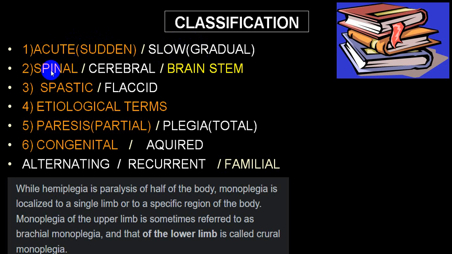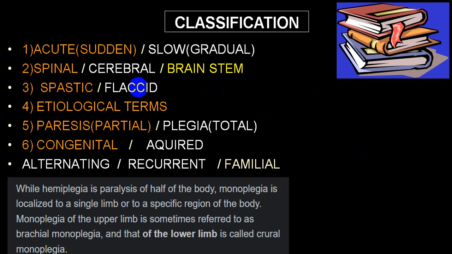Depending upon the site, if there is damage above C5 but below the medulla, we call it spinal. If it is above the brainstem, right from the cerebral cortex up to the brainstem, we call it cerebral. And if it is midbrain, pons or medulla, we call it brainstem hemiplegia. So commonly we call it spinal hemiplegia, cerebral hemiplegia, or brainstem hemiplegia. During an acute episode, by and large, invariably there is complete loss of tone. We call it flaccid hemiplegia.